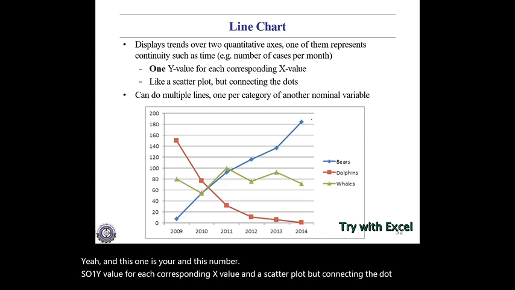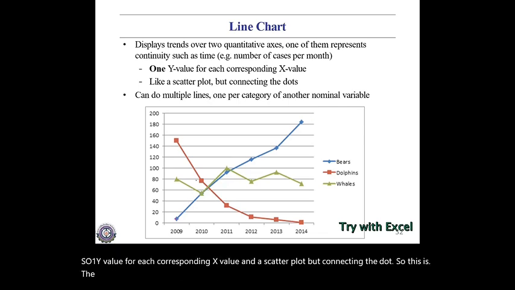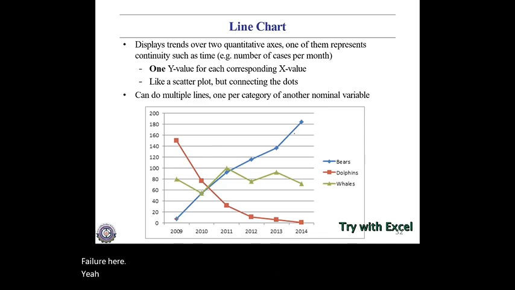So this is the difference. We connect the dots for each value. For the blue value, we connect the dots, and then for the red value we connect the dots, and then the green value also we connect the dots, for each data, or each value.